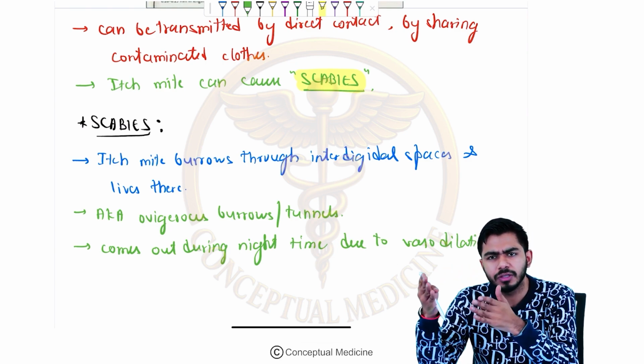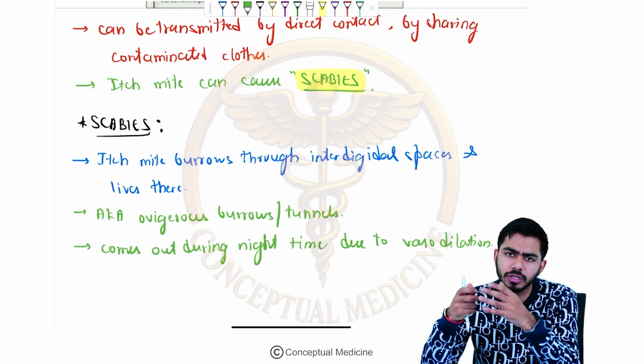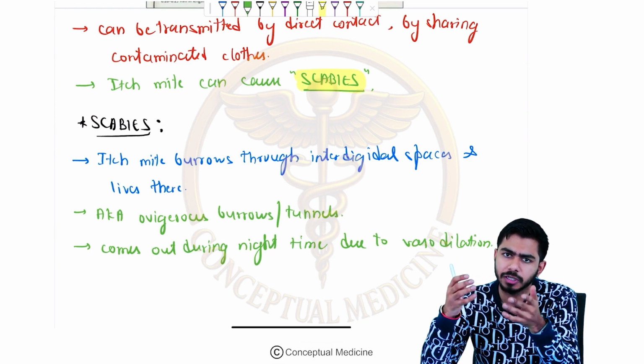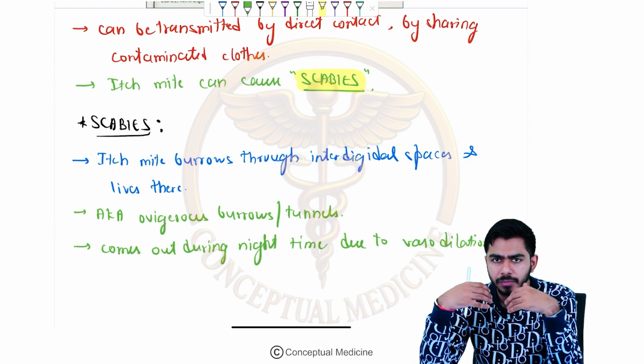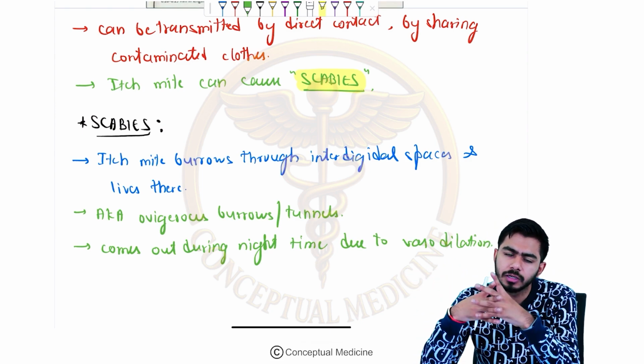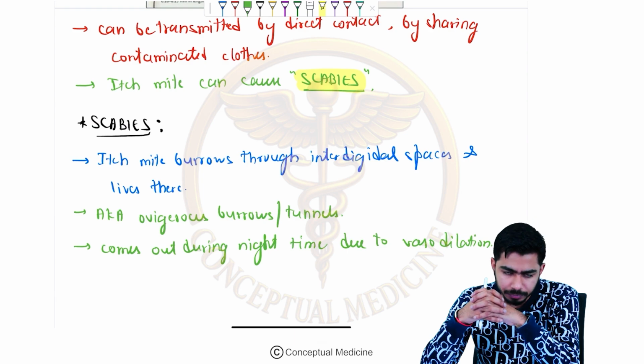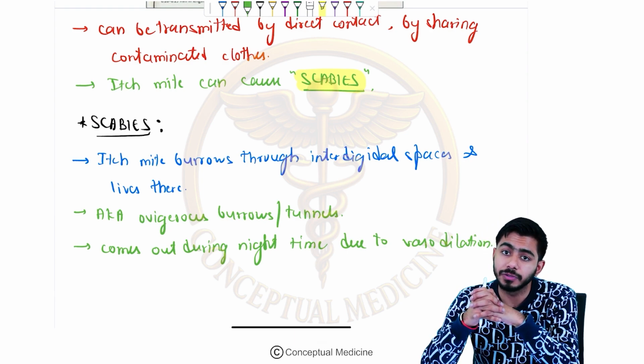The same case will happen with the hot bath also. When the person is taking a hot water bath, if the person is affected by the itch mite, what would have happened? Due to the vasodilation property, they might have come outside, and due to that the patient will be having severe itching at that point of time.